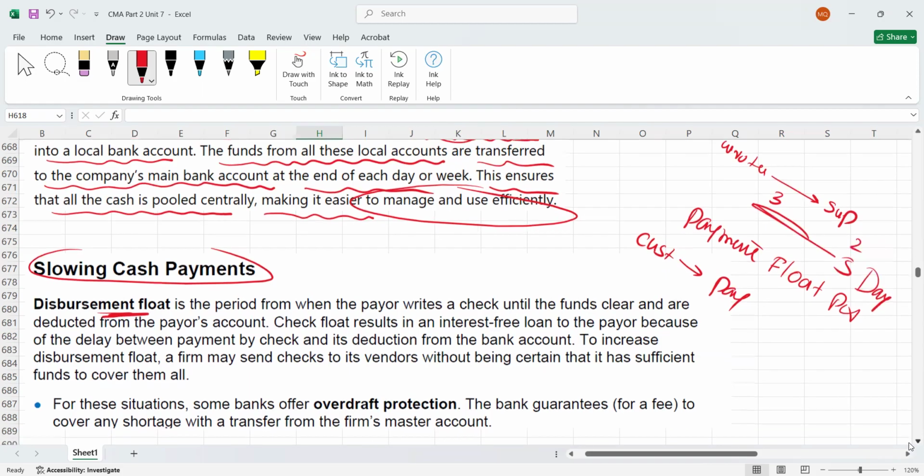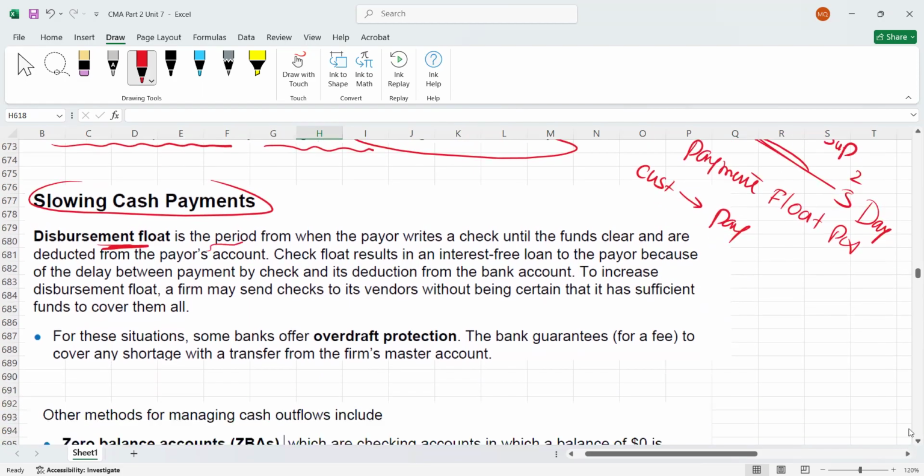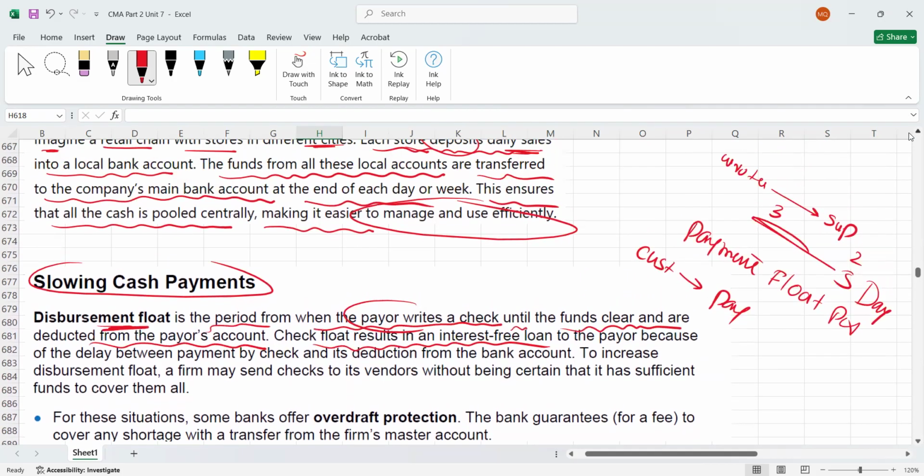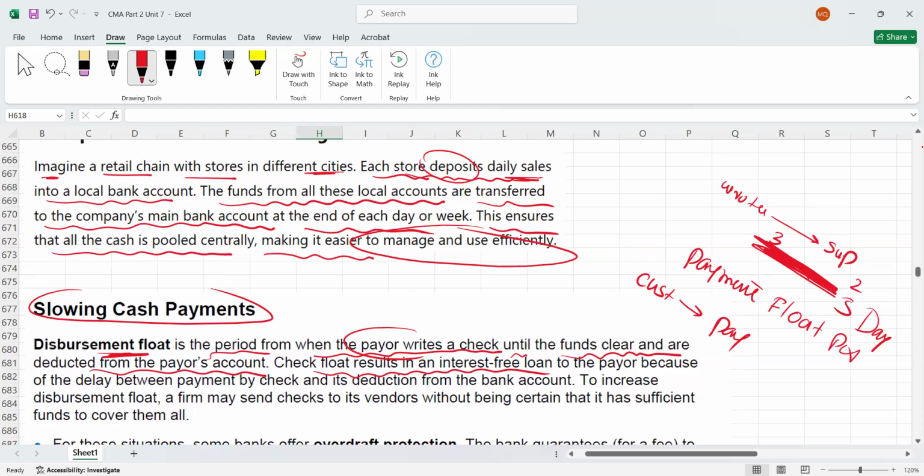Okay, so they are saying that disbursement float is the period from when the payer writes a check. Payer means obviously you will be the payer here. Okay, from writing the check until the funds are cleared and deducted from your account. Okay, so check float results in an interest free loan, because it takes 5 days between when you write the check and when it is deducted from your account. For example, if it takes 5 days, it means for these 5 days, being an account holder, you have access to this cash. You can use it for 5 days.